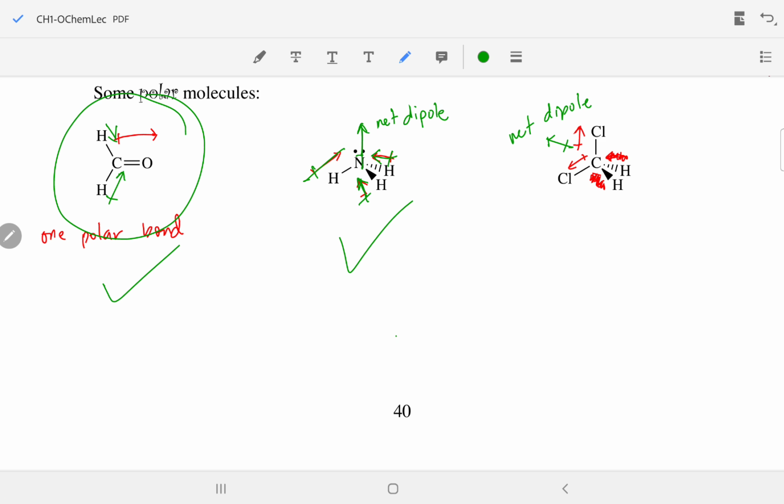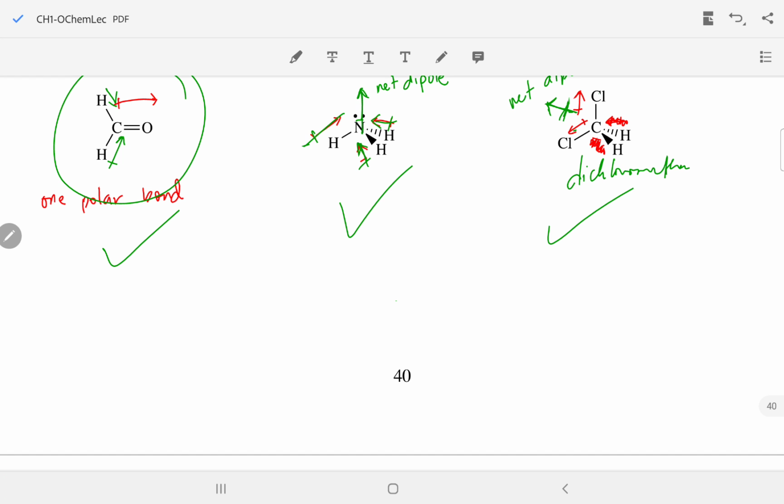And for dichloromethane, the polarity is towards chlorine, and the resultant bond polarity vector is directed away, so they will not cancel each other out, so the net dipole indicates that dichloromethane is polar.